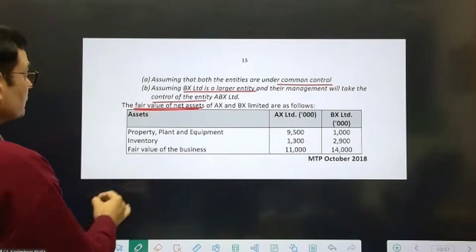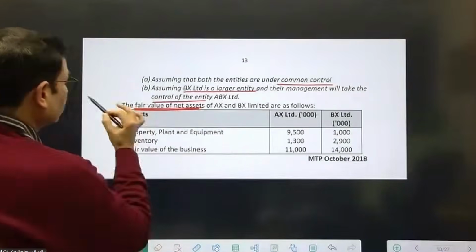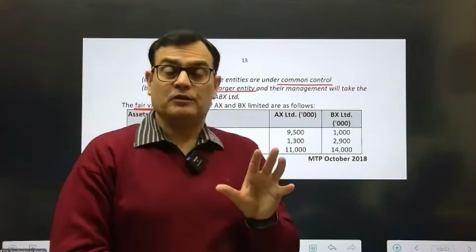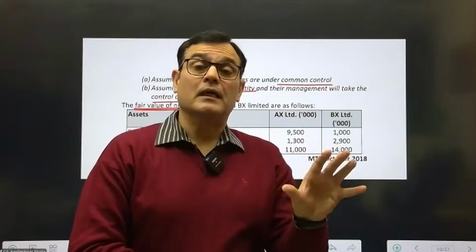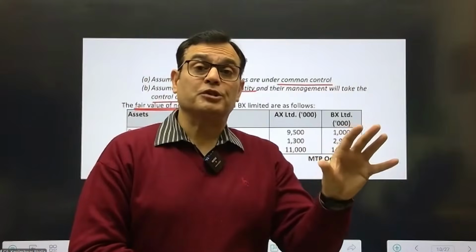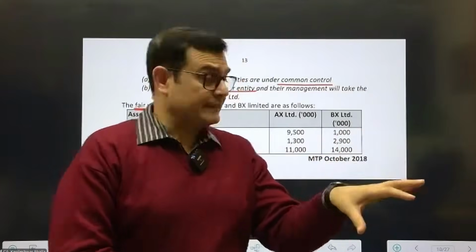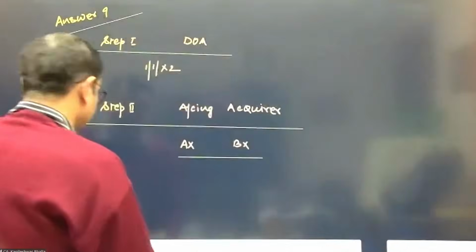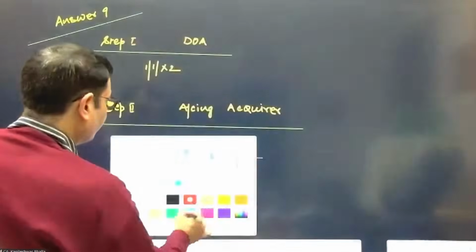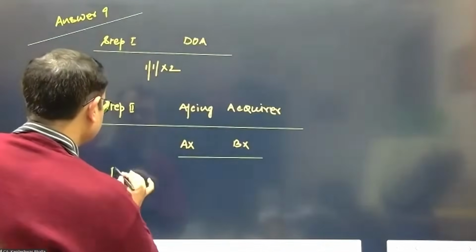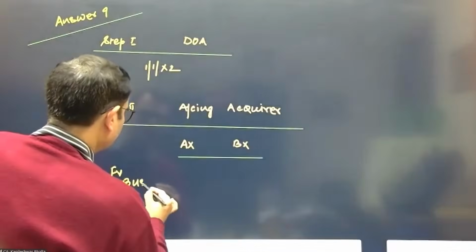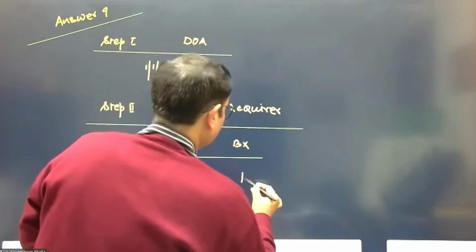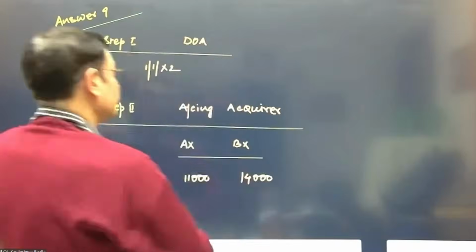Now, the most important information which I need right now is the fair value of the business, because based on the fair value of the business, we'll decide how many shares are to be given to the shareholders of AX and BX. So fair value is 11 and 12. We pick up the fair value of the business. The fair value of the business is supposed to be 11,000, and the fair value of the business is supposed to be 14,000.